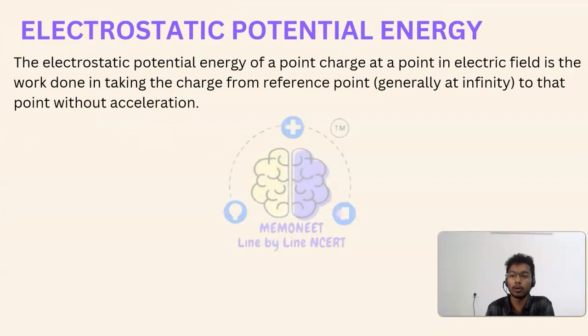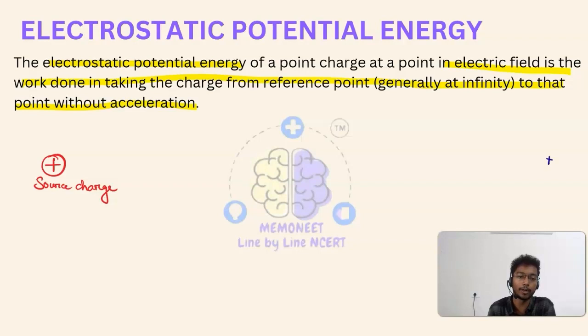Potential energy. Electrostatic potential energy of a point charge at a point in an electric field is the work done in taking the charge from the reference point, generally at infinity, to that point without acceleration. So what it says is that let's say we have a source charge here. This is the source charge, and we have the test charge at infinity. This is the test charge at infinity.